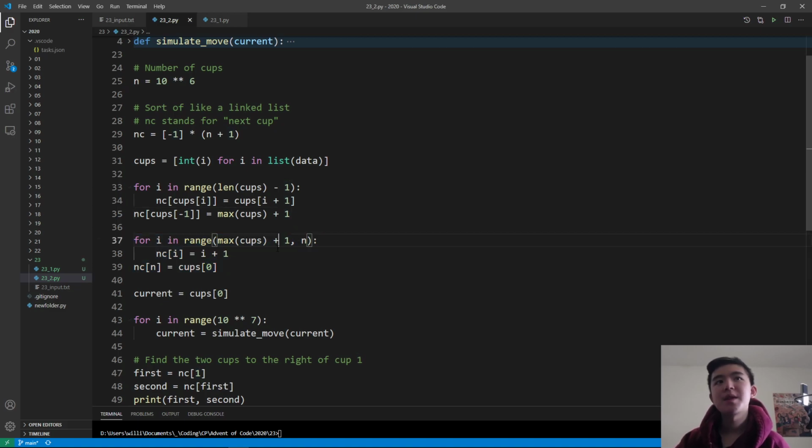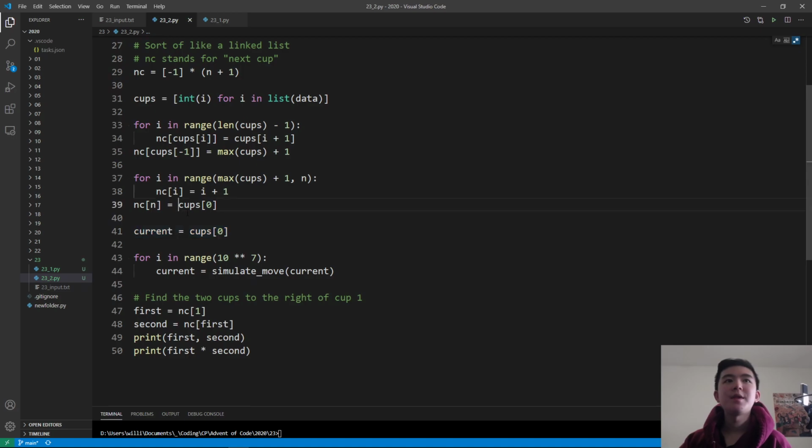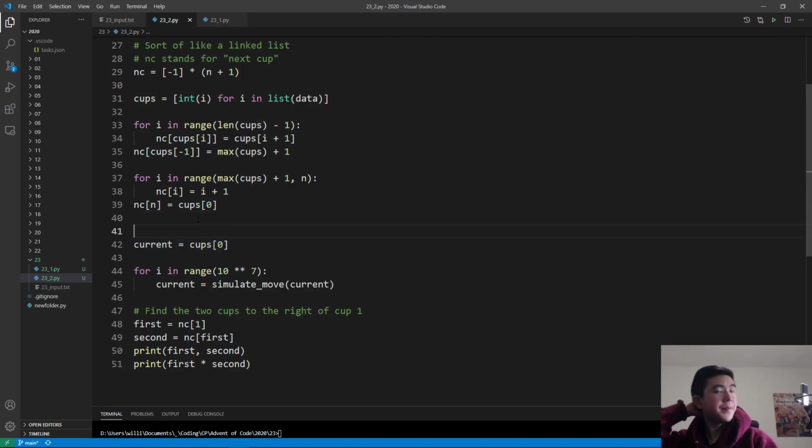After that, we just go through and assign 10 to 11, 11 to 12, 12 to 13, and so on up to 1 million minus 1. And then 1 million needs to go back to the beginning because it's a circle. So 1 million goes back to, in our case, 6. After that, we just assign our current cup, and then we do the loop 10 to the 7 times.